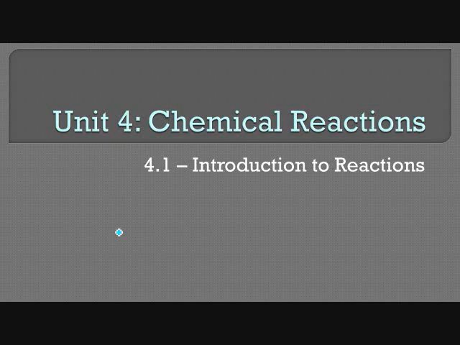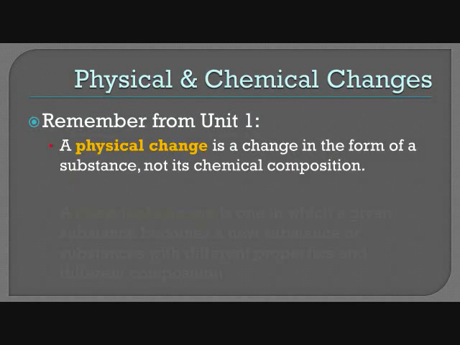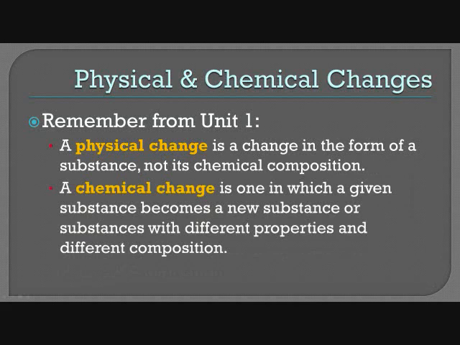To begin Unit 4, we're talking about the difference between physical and chemical changes. So remember from Unit 1, we said that a physical change is a change in the form of a substance, not its chemical composition. And a chemical change is one in which a given substance becomes a new substance or substances with different properties and different composition. So there's not very many notes for this, so you might need to take some extra notes.